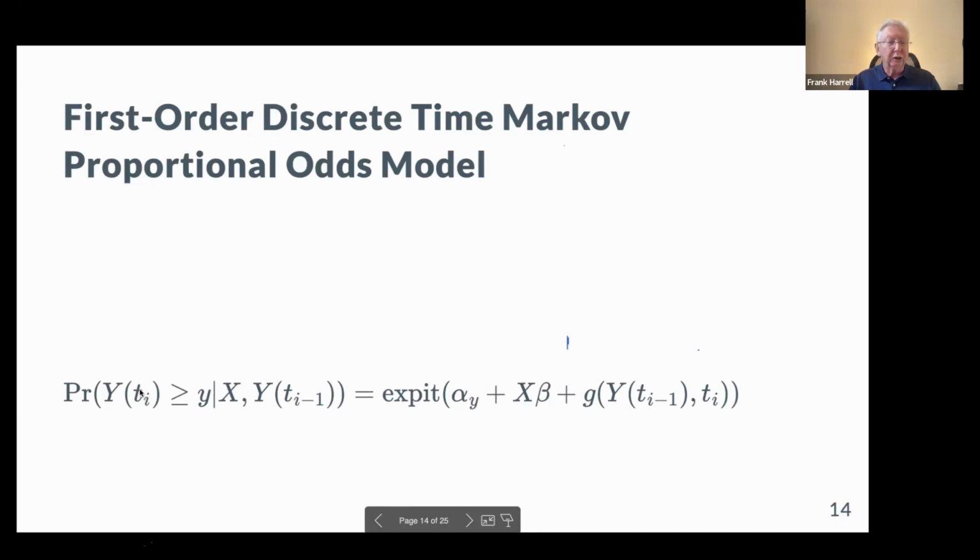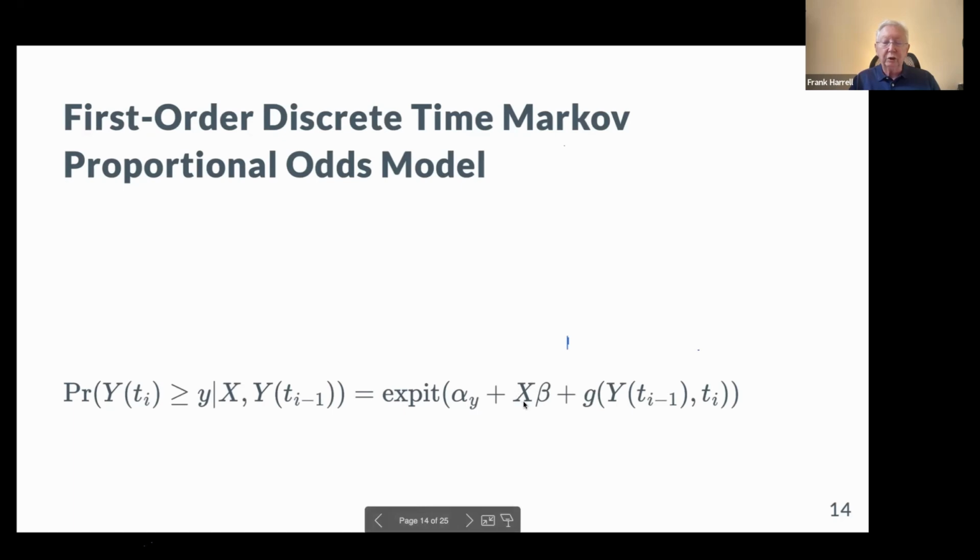And so the probability that at time t sub i the patient will have status Y being greater than or equal to little y. So let's say you have a 10 level outcome and you're currently modeling the probability that it's greater than or equal to 3 as a function of the baseline and of the previous visit's outcome status, is this logistic model. So this is the form of a proportional odds ordinal logistic model.